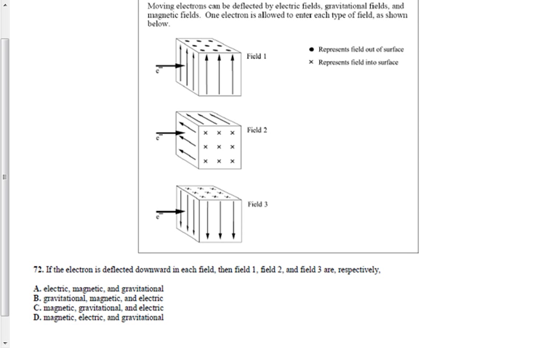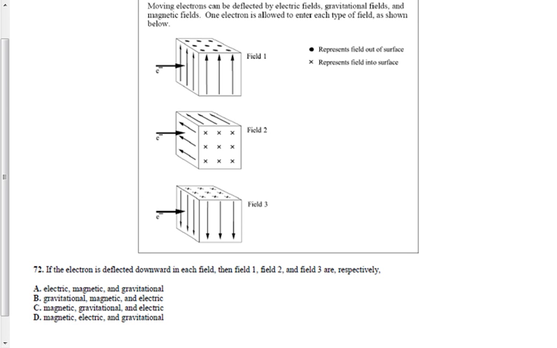We've got moving electrons that are deflected by electric fields, gravitational fields, and magnetic fields. It's a good question to help us see how things are affected by each of these fields. It says one electron is allowed to enter each type of field as shown below. Field 1 is one of the three fields, field 2 is another one, and field 3 is the third one. We want to know what field 1 is, what field 2 is, what field 3 is, if the electron is deflected downwards in each case.